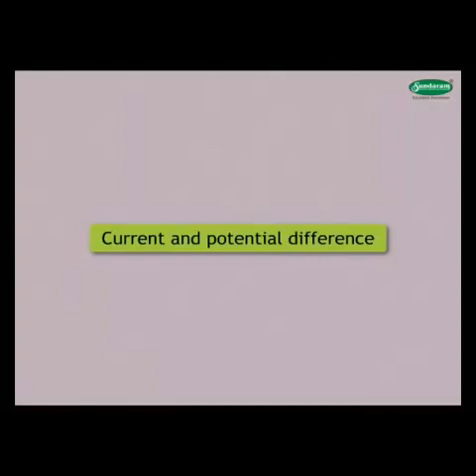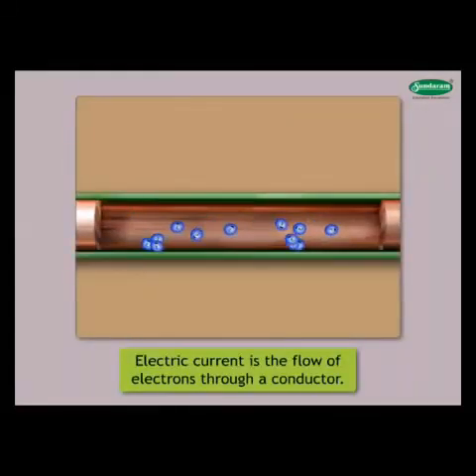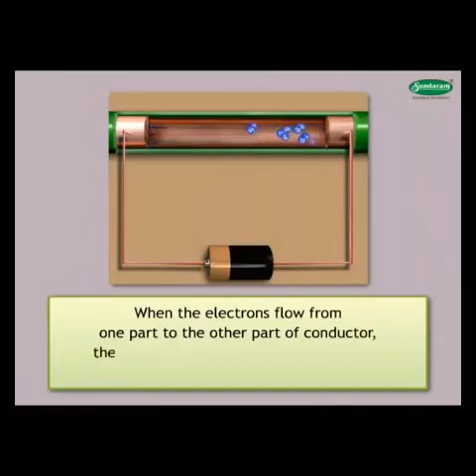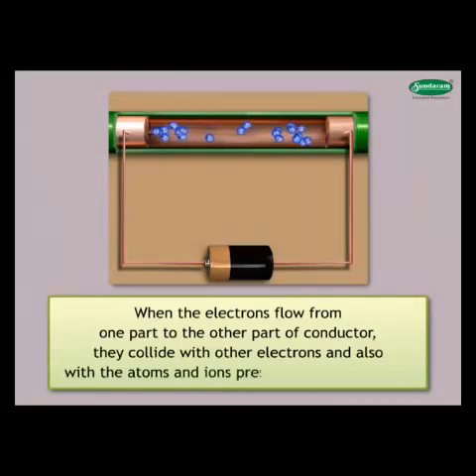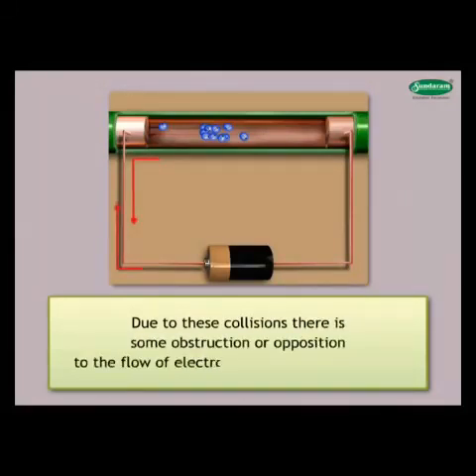Till now we have studied current and potential difference. Let us find the relation between them. Electric current is the flow of electrons through a conductor. When the electrons flow from one part to the other part of the conductor, they collide with other electrons and also with the atoms and ions present in the conductor. Due to these collisions, there is some obstruction or opposition to the flow of electrons through the conductor.